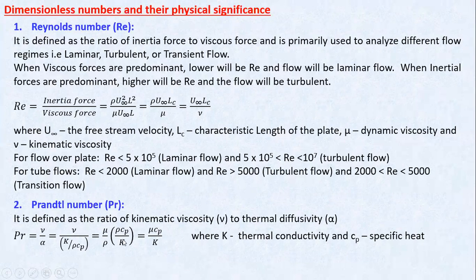Next is the Prandtl number. The Prandtl number is defined as the ratio of kinematic viscosity to thermal diffusivity. If we substitute the expressions, nu is given by mu by rho, and alpha is thermal diffusivity, which is given as K by rho Cp. If we substitute, we get the expression as mu Cp by K, where Cp is the specific heat and K is the thermal conductivity.